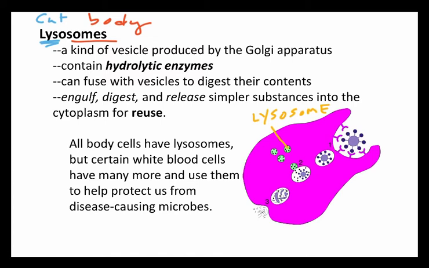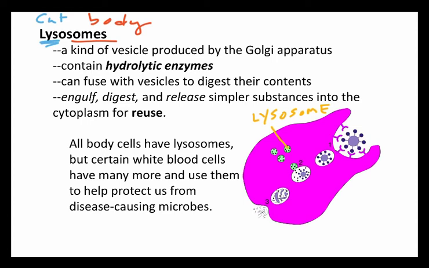Lysosomes are really important for two reasons. First, they can engulf and then break down worn out macromolecules that are found in the cell, and so the monomers can be recycled and reused. But they also play a really important role in our immune system.